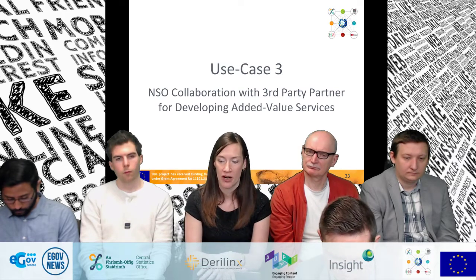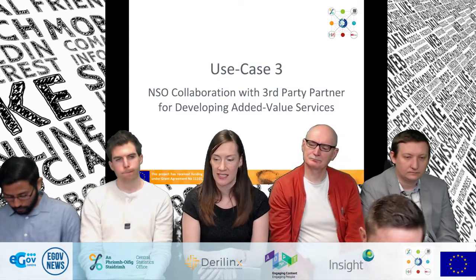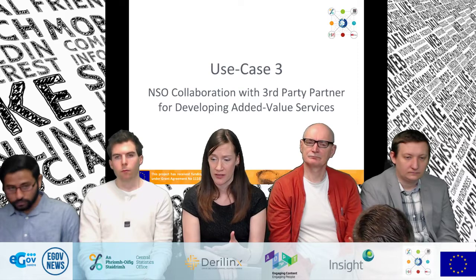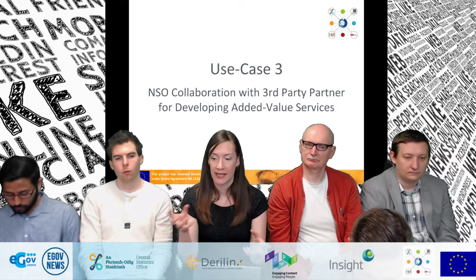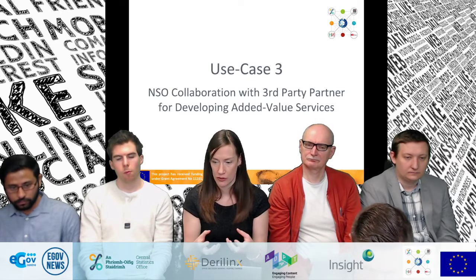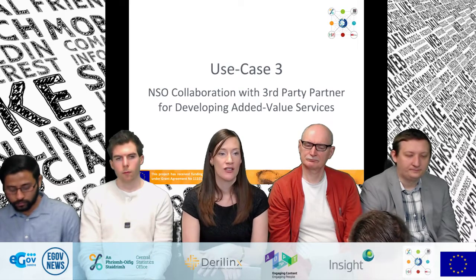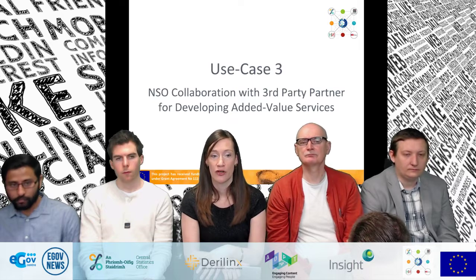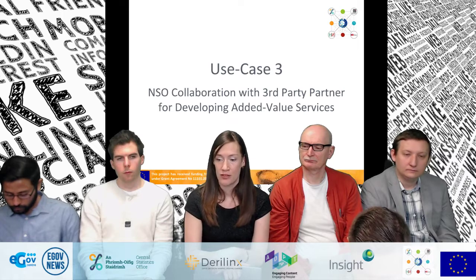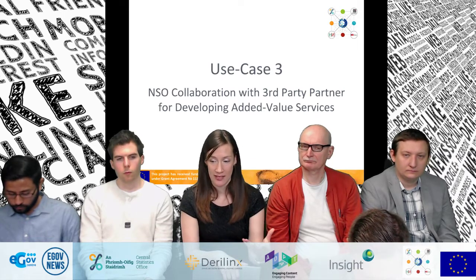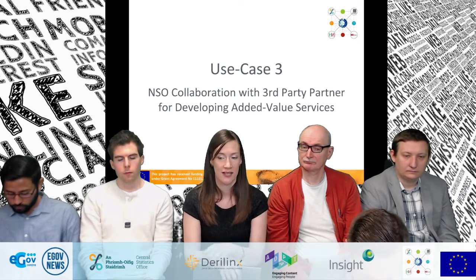So now we're going to talk about our third use case. It was also very important for us that the linked open statistical data was available for third-party use as well, because the whole point of linked data is that it's widely available and it can be integrated with information from different sources. So this was quite an important piece for the LOSD pipeline. So use case 3 is NSO collaboration with a third-party partner for developing added value services, so that a third party can take the LOSD and maybe use it in their own application, integrate it with other data sources, analyze it, and so on.